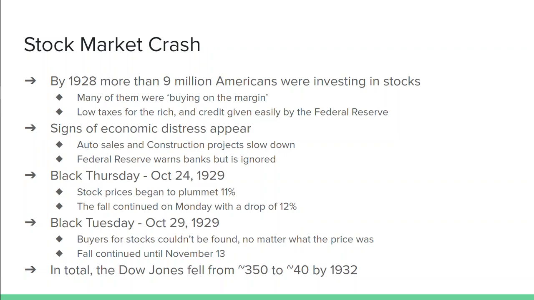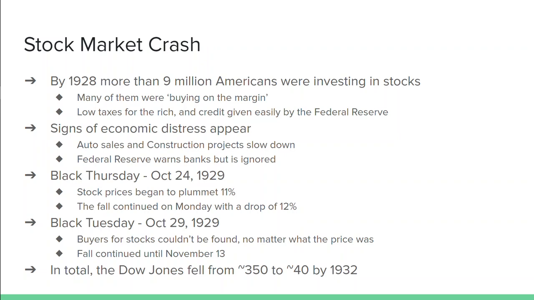Well, in early 1829, the sale of automobiles starts to slow down, and the start of new production slows down, and construction projects start to slow down as well. The Federal Reserve realizes this is happening, and they warn banks, hey, stop lending so much money, but the banks ignore it, and the banks just keep handing out money like it was water.